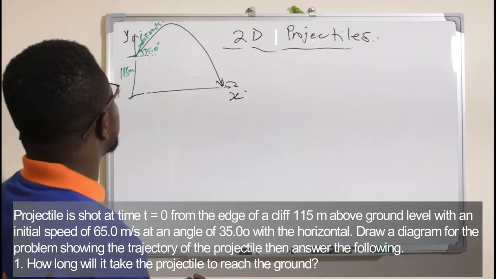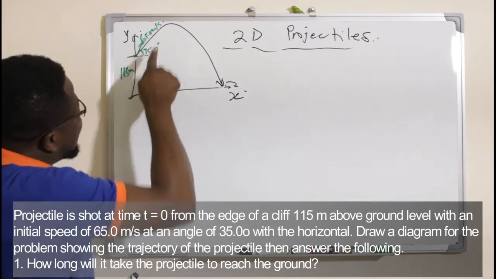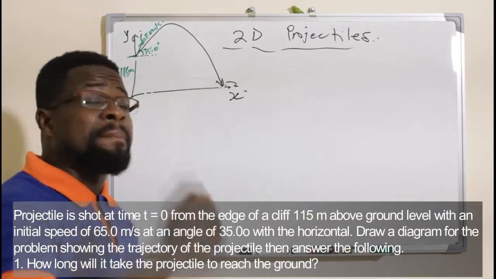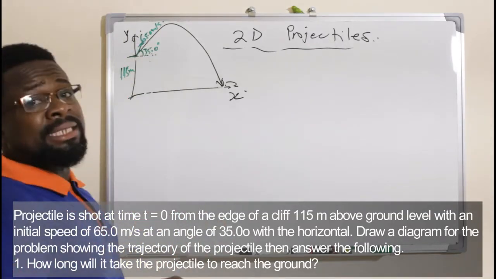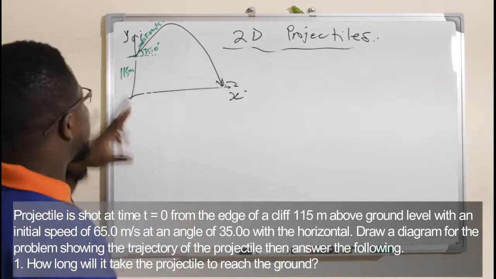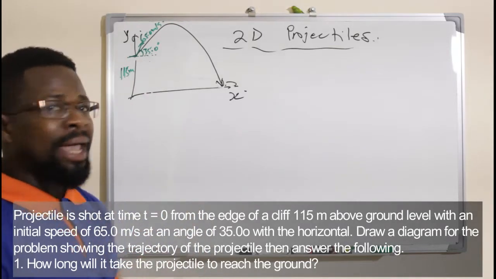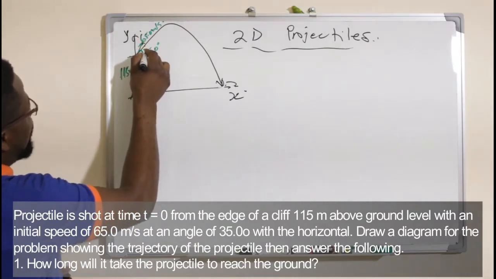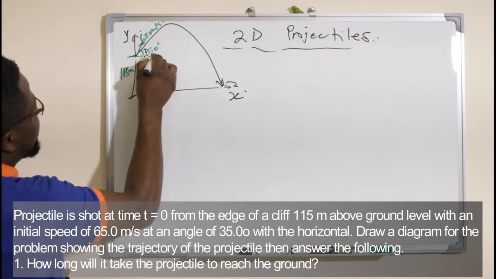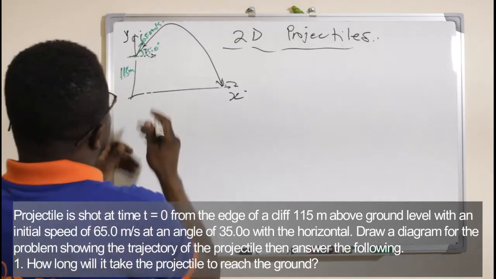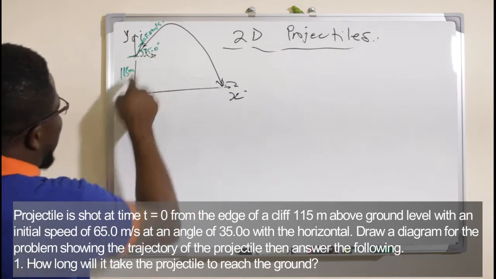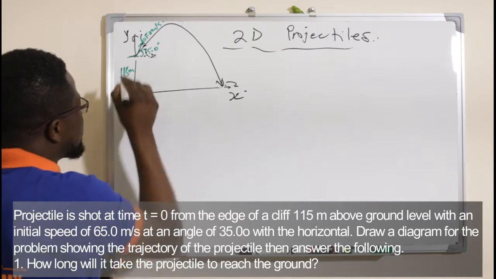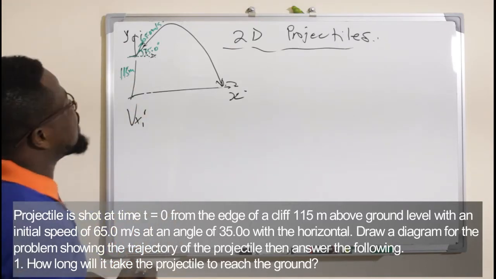So let's see. Remember that the initial velocity is at a certain angle. That simply means that this initial velocity has two components, the x component and the y component. So if I resolve from this point, I am going to have the y component as well as the x component. If I form a right angle triangle with the angle 35.0 degrees, I can simply find the initial velocity in the x direction.